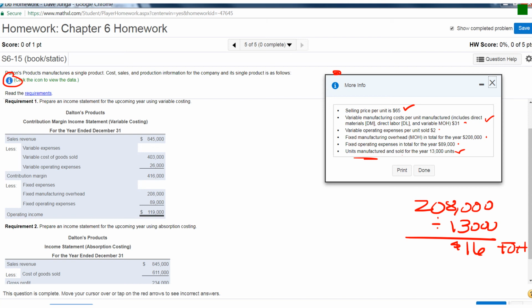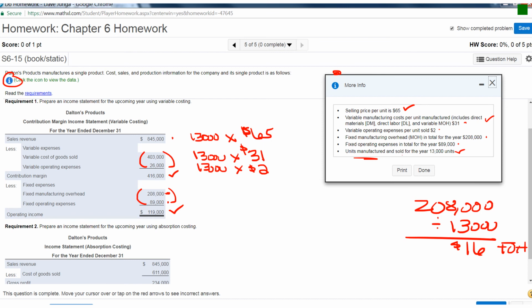Income statement. So over here on your contribution margin or variable costing income statement, notice you've got your sales here. The way they're doing that, you're just taking the 13,000 units sold and multiplying that by $65. The variable cost of goods sold, you take the 13,000 you sold and multiply that by the $31. They gave you that. And then the variable operating, which would be your 13,000, multiply that by the $2. They gave all this to you in the bullet points. You add those up, subtract, and you get your contribution margin of 416,000. The fixed overhead, which is treated like a period cost, and the fixed operating, which is period, you just simply subtract those. You get net income for variable costing to be 119,000.